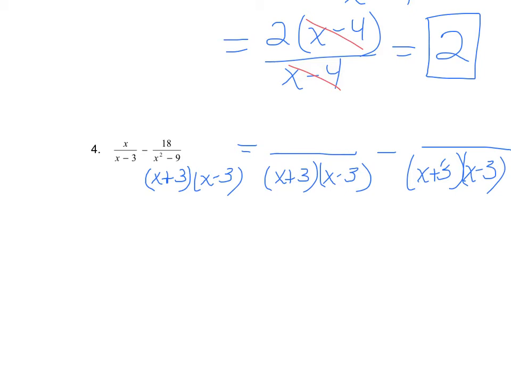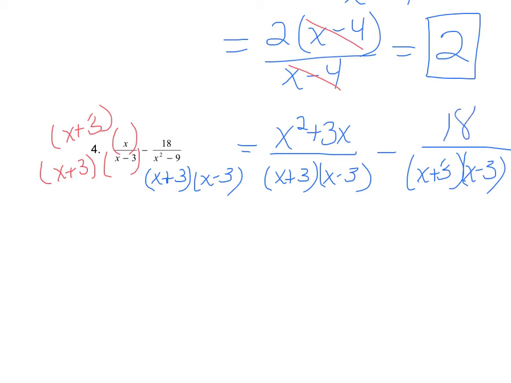Okay, so what did I do to the first fraction so it looks like what I have now? You're correct. I multiplied top and bottom by an x plus 3. So x plus 3 times x is going to be x squared plus 3x. What did I do to the second fraction to make it look like my new denominator? I really did nothing because x squared minus 9 is x plus 3 times x minus 3. So if I didn't change the denominator, I don't change the numerator.